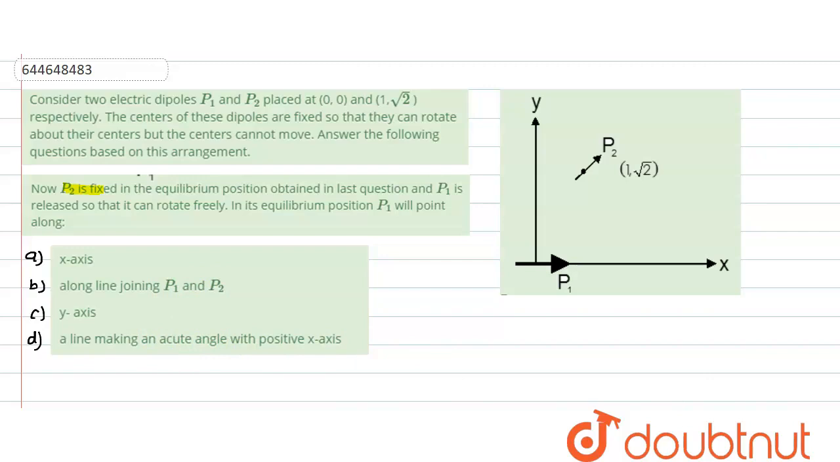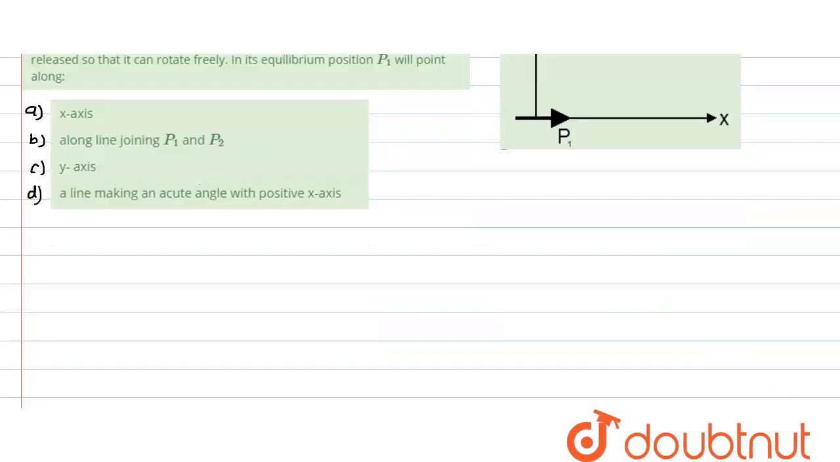Now, if we draw our situation from the last example, our dipole P2 was in this location, and P1 we know that it is like this. This is our P1. So basically this is the dipole, we have just made it bigger. So this is our P1 and this is our P2. This was the last location. Now in this condition, this is fixed. Now this can be rotated.